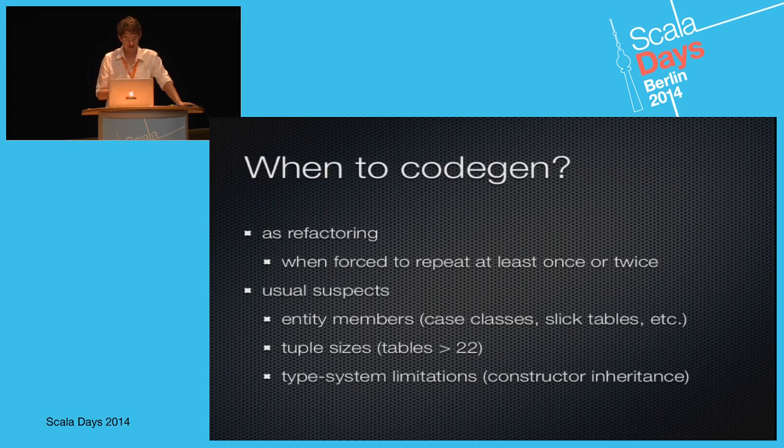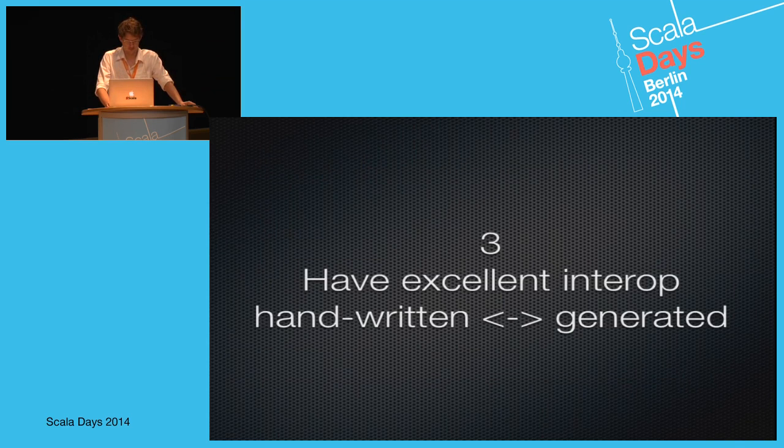So when should you use code generation? As a refactoring, when you're forced to repeat things which you can't abstract over by other means. The usual suspects are entity members, like if you want to derive stuff from the tables, or tuple sizes, or general type system limitations, for example the constructor inheritance limitation or stuff like that.